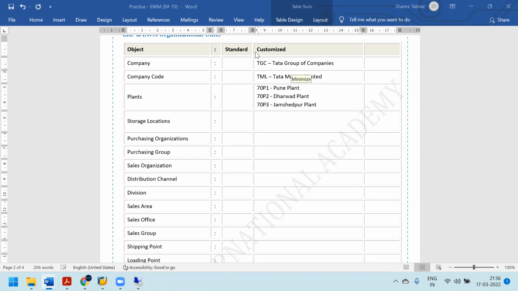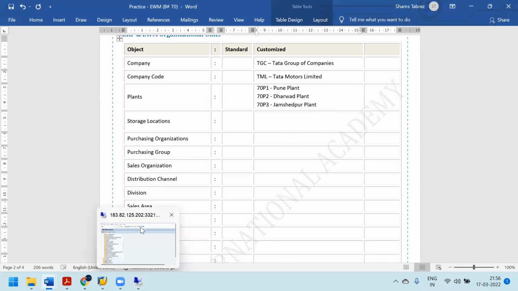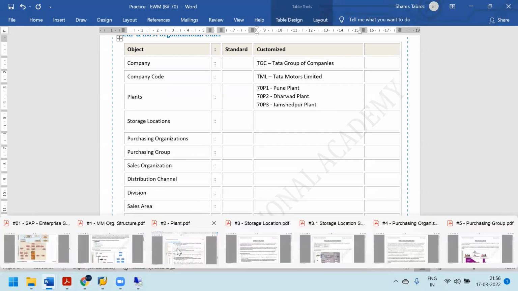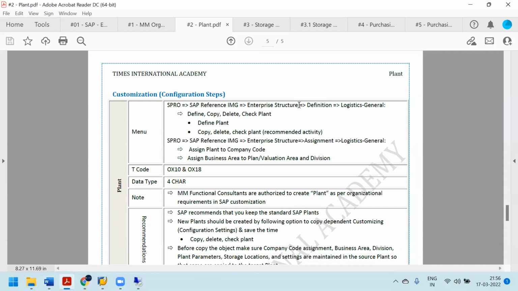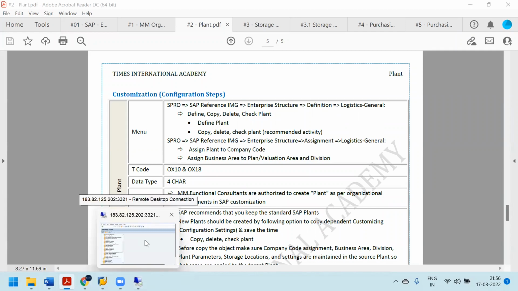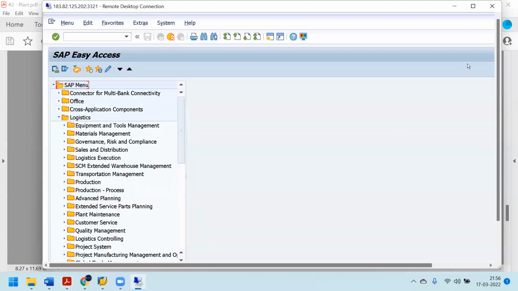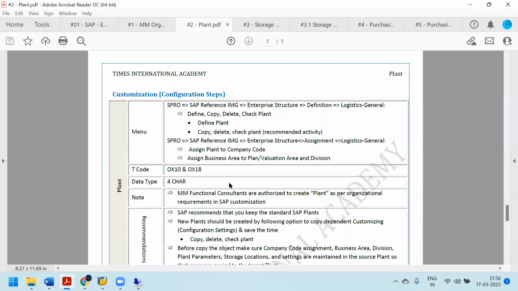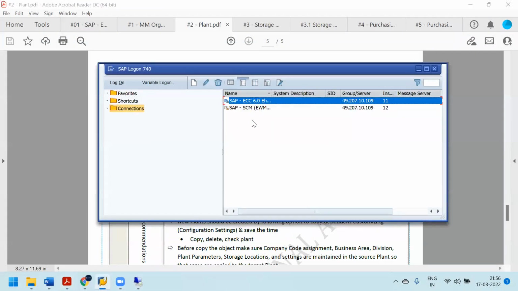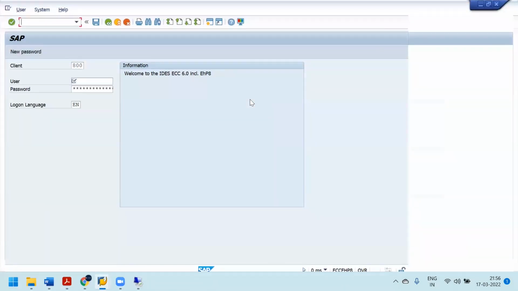Right, so now we are maintaining or defining these plants in SAP. What is the menu path to define a plant here? It is part of enterprise structure definition, and it is under logistics general. Let's go to the system, and we will define them here. For timing, I'm using this system. Let me define them.